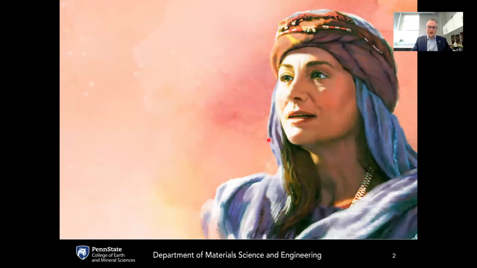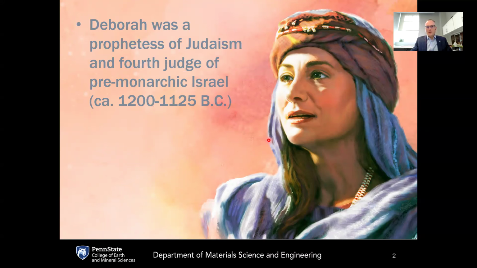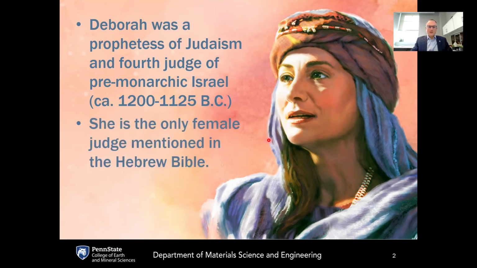If we go way back in time, the Deborah number is named after the prophetess Deborah. She was a prophetess of Judaism and is famous for being the fourth judge of pre-monarchic Israel. Now, we don't know exactly when she lived, but historians estimate that she lived somewhere around 1200 to 1125 BC. And she is also known as being the only female judge who is mentioned by name in the Hebrew Bible.